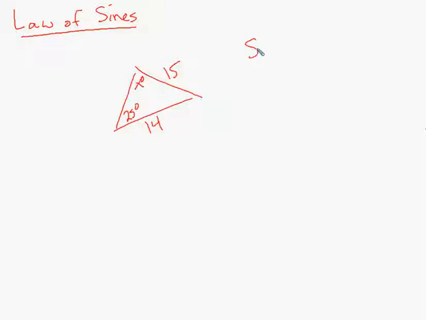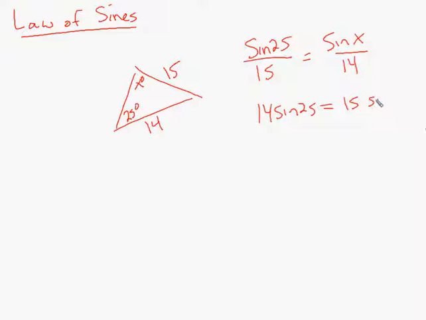Okay, so we would say sine of 25 over 15 equals sine of x over 14. You can cross multiply if you think that's easier. So I get 14 sine 25 equals 15 sine x. Divided by 15, so I get 14 sine 25 over 15. I'm looking for the angle, so I have to use inverses.